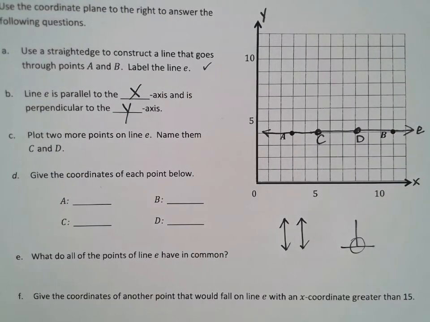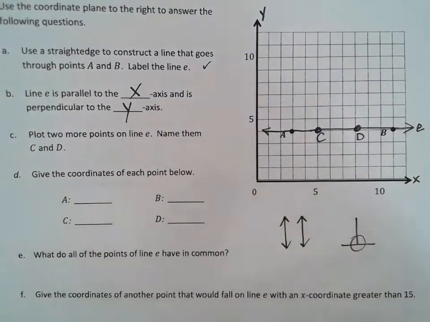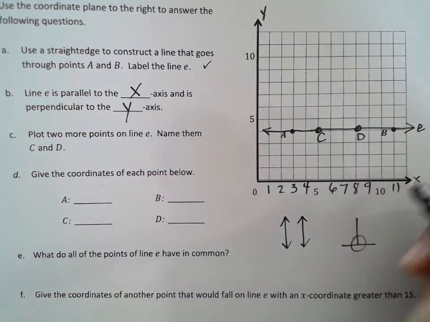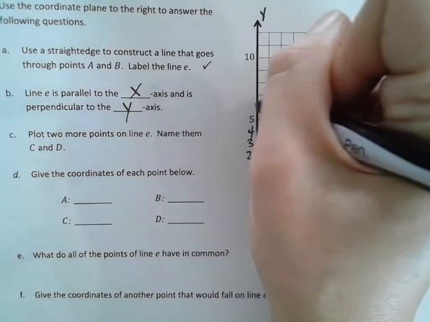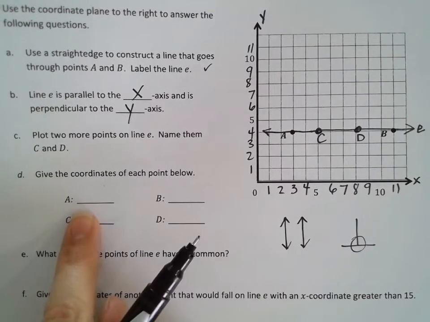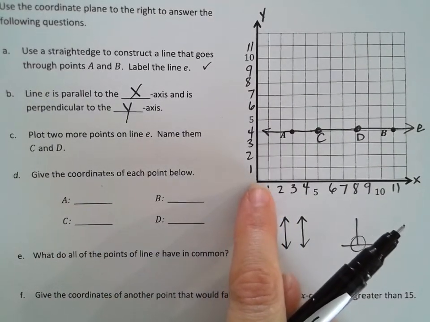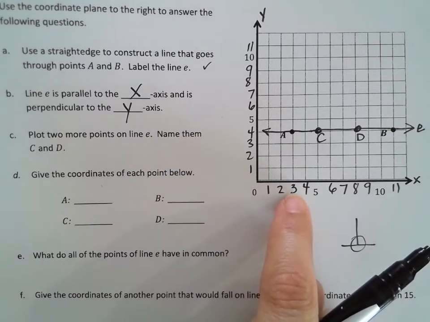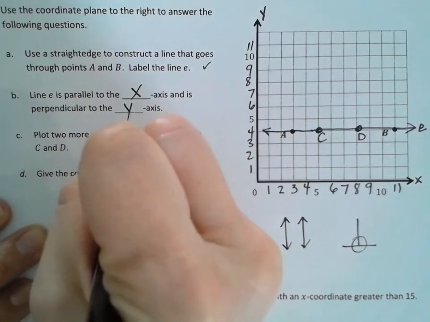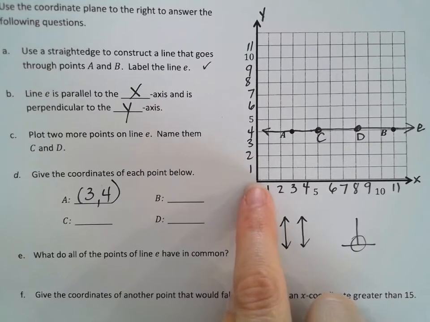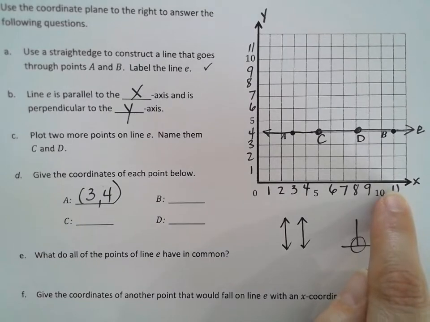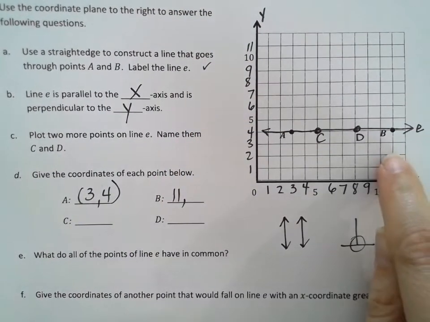All right, it says, give the coordinates of each point below. So point A's coordinates, it looks like they're counting by ones again. So we have 1, 2, 3, 4, 5, 6, 7, 8, 9, 10, 11. Give the coordinates of each point below. So point A, we're going to start at the origin of 0, travel on the x-axis, and we end up with an x coordinate of 3 up to a y coordinate of 4. Check your work. Letter B. Start at the origin, x-axis has an x coordinate of letter B. Point B is 11. And then up the y-axis would be the 4 again.